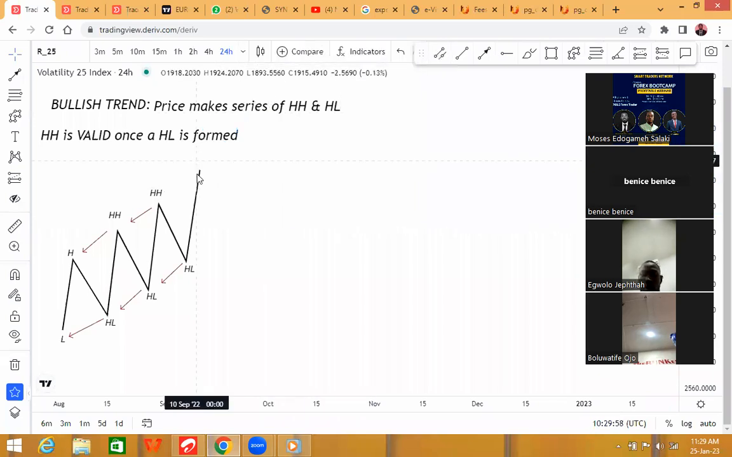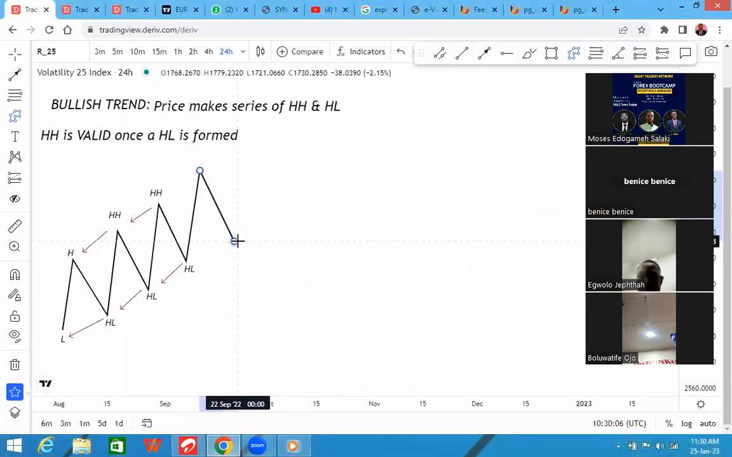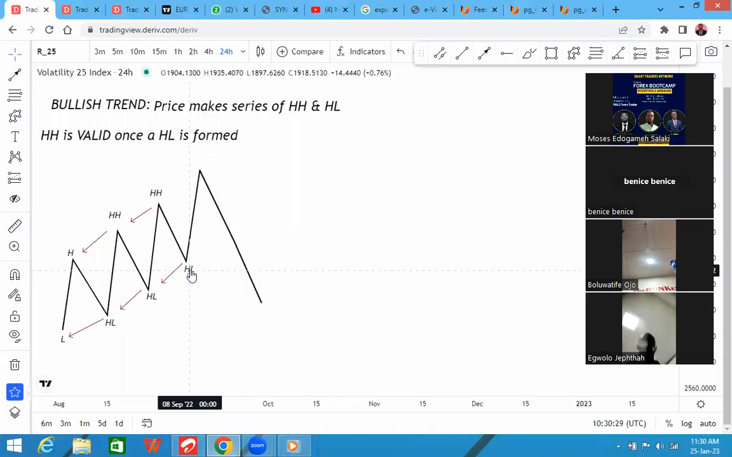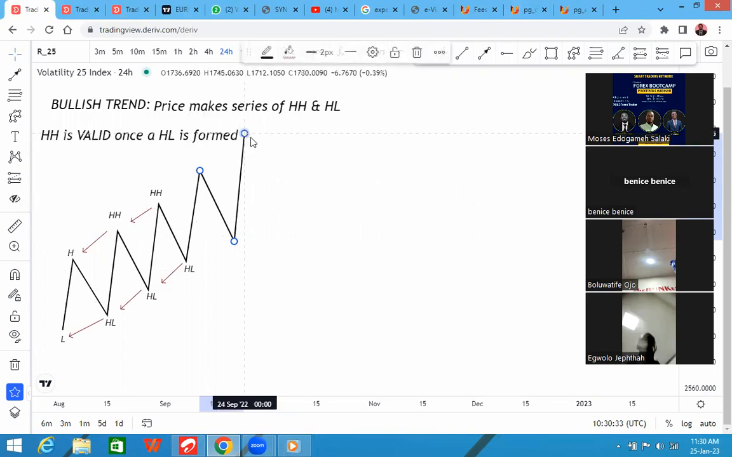So until price comes and gives you this low, this high is not valid. Now this low has been created, this becomes a higher high. And then until this higher high is created, this is not a higher low. Until another higher high is created, this is not a higher low, because price can come like this. So this is a higher high, and this is no longer a higher low, it is now lower than this previous higher low. You get it now? So this is how to identify a bullish trend.